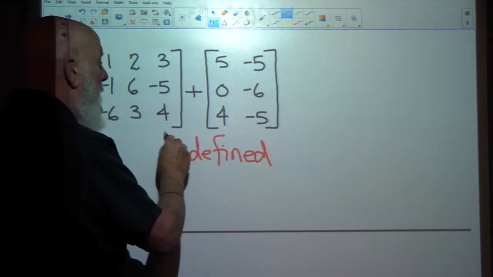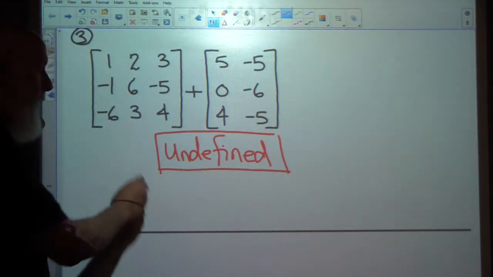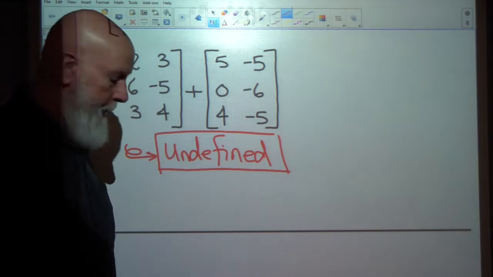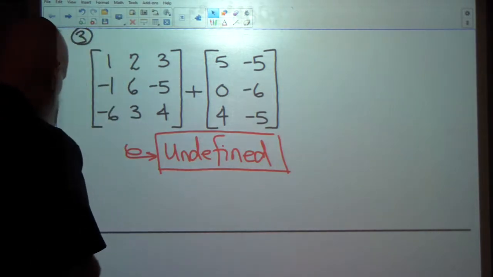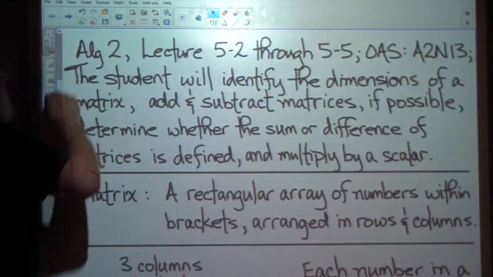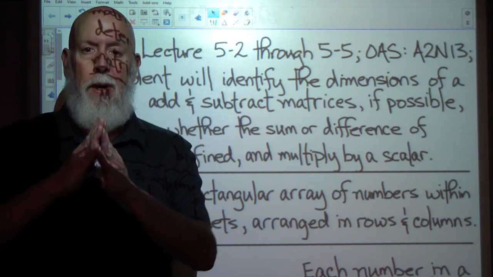So if you are asked to add two matrices and you see that they're not the same dimension, this is what you look for in a multiple choice scenario. One of your choices should be undefined. And that's what we're doing today. Addition, subtraction of matrices, and a little bit of scalar multiplication. You can do this.